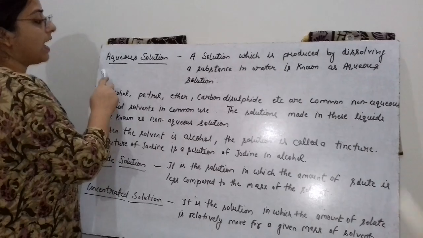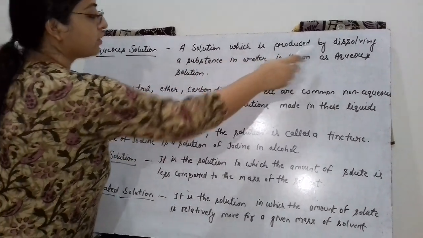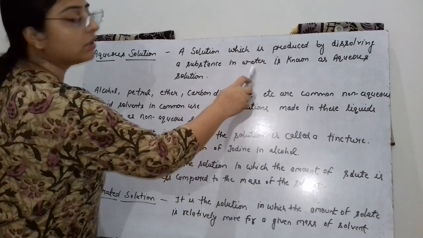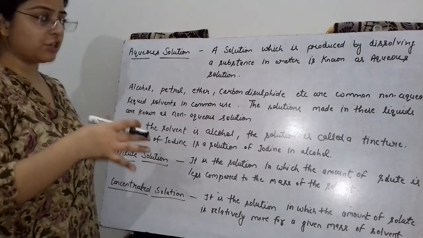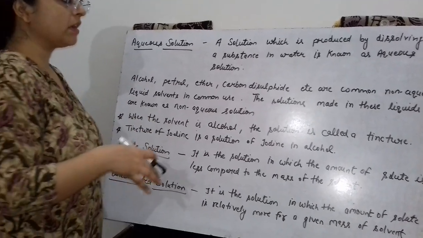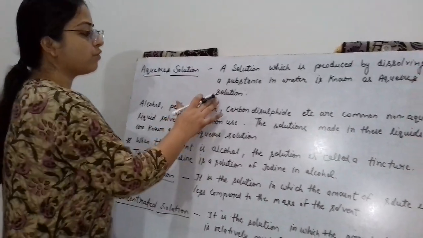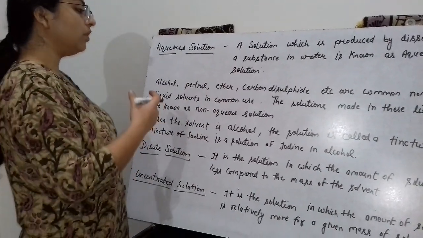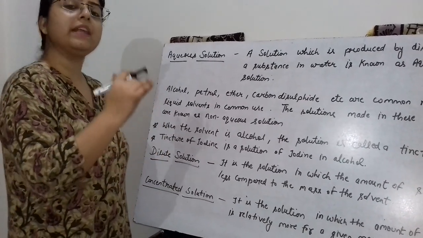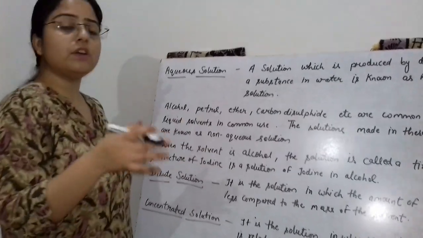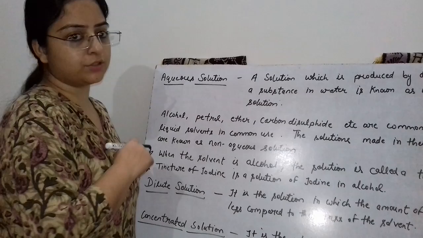Now the next topic is aqueous solution. A solution which is produced by dissolving a substance in water is known as an aqueous solution. Means a solution in which the solvent is water. Now we can't say that water is the only solvent. There are many other solvents also. But if water is used as a solvent, then that particular type of solution is called an aqueous solution.